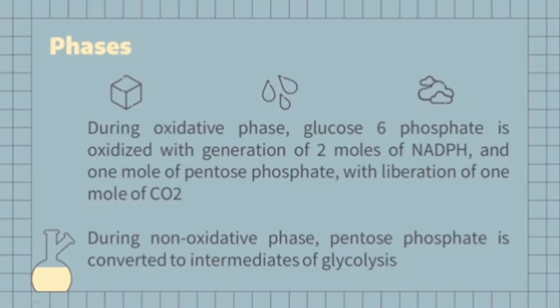While in the non-oxidative phase, pentose phosphate is converted to intermediates of glycolysis. The non-oxidative phase is irreversible. It generates precursors for biosynthesis. This non-oxidative phase will be explained further by the next reporter.